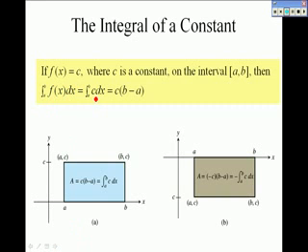Well, what does that mean? What does that look like? Well, that constant is just a line that's drawn across here. And the a and b, that's the interval, so maybe 2 to 5. Well, how do I find the area under the curve?